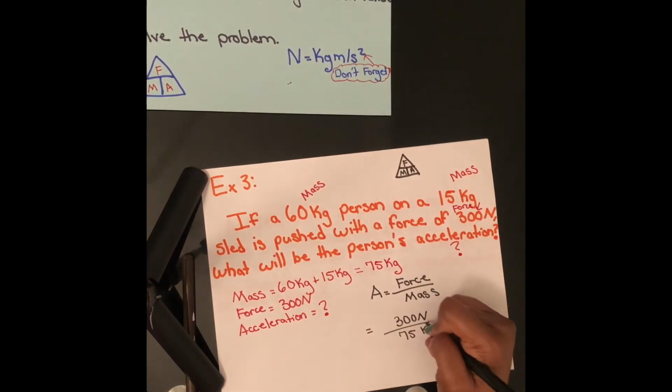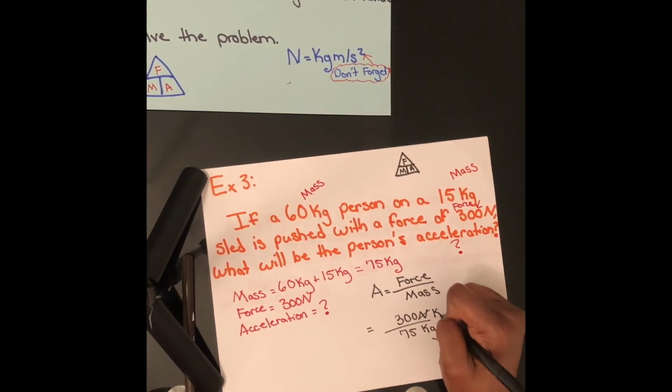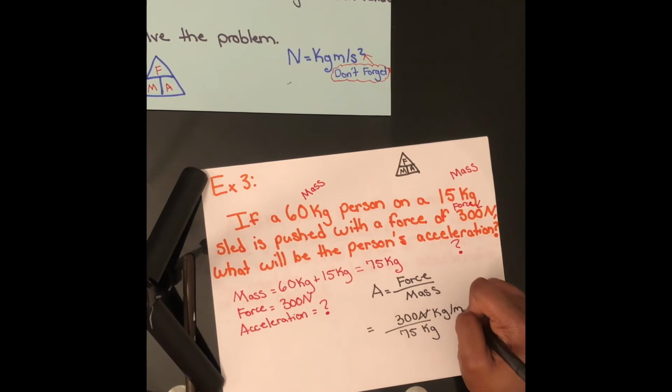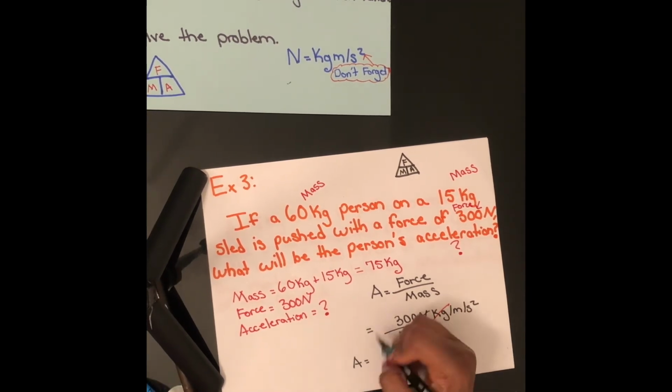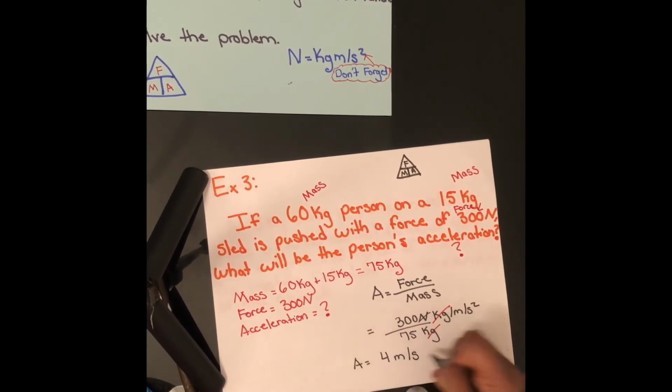So cross this out real quick and I'm just going to convert it. Kilogram per meter second squared. I have 2 kilograms. I'm going to cancel that out. Let me use my red marker so it's a little bit easier to see. And that leaves me with meters per second squared. We're solving for acceleration, so being left with meters per second squared is perfect. 300 divided by 75 is going to give us an acceleration of 4 meters per second squared.